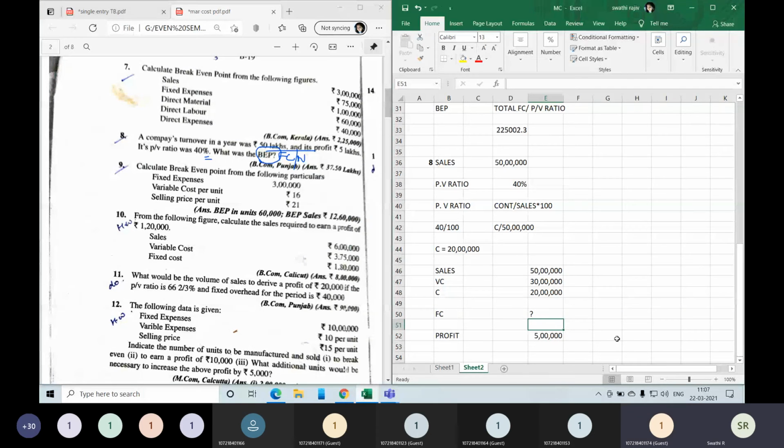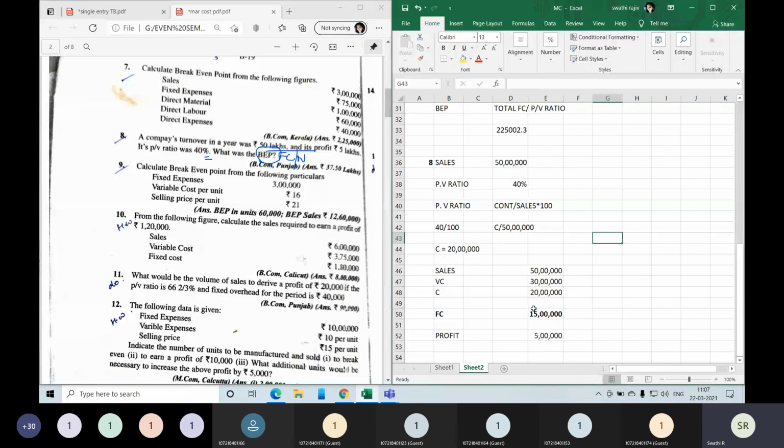Yes, ma'am. FC is equal to contribution minus profit. So how much is it? It is nothing but your contribution minus profit. It's 15 lakhs, right? 15 lakhs. Found, but that's not the end of the question. That's not what we actually want.